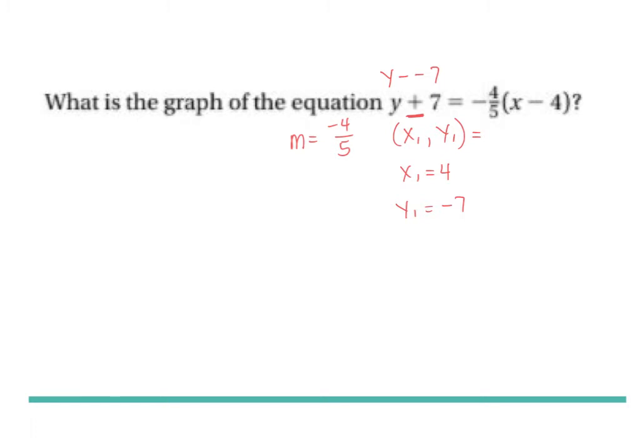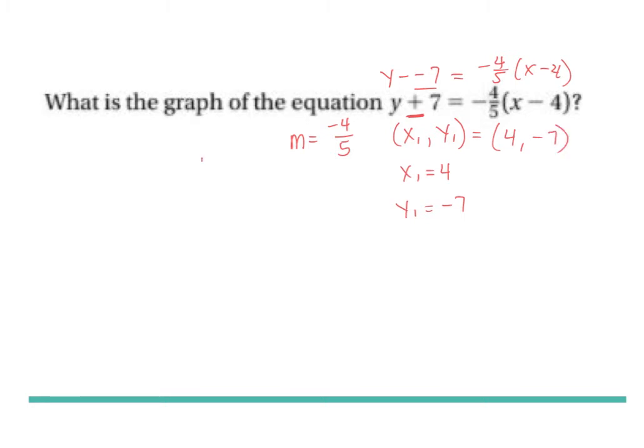So negative 7 is our y coordinate, our y1, equals negative 4 over 5 times x minus 4. You guys see that now? Now we would change that plus into a negative and just put it as negative 7. So our x1, y1, our point is going to be (4, -7).